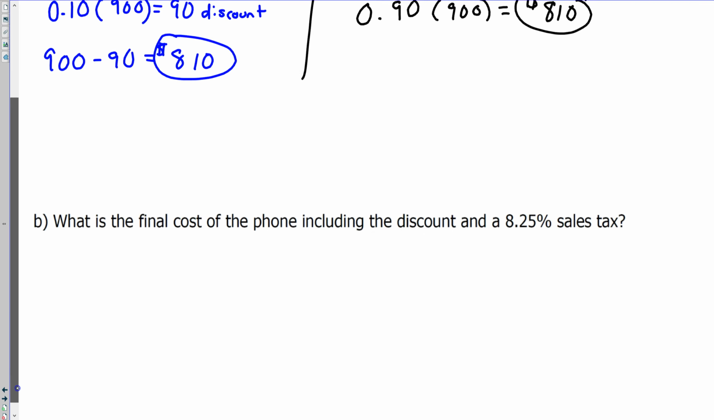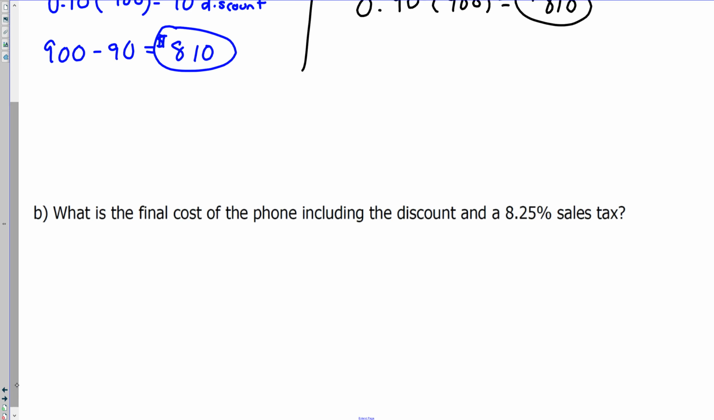Now part B is building off of this, so once I have applied my 10% sale, we want to now include sales tax. So sales tax, that's not a percentage off, that's a percentage that gets added on. So I can calculate it in a similar manner. I can figure out how much the tax would be and then add it onto my bill. So 8.25% is 0.0825.